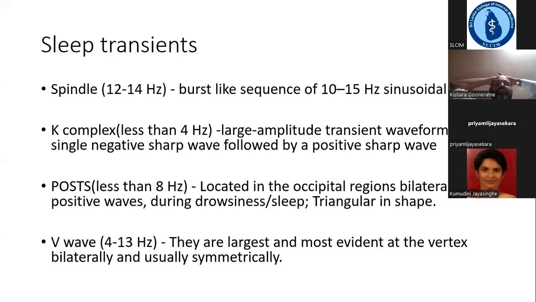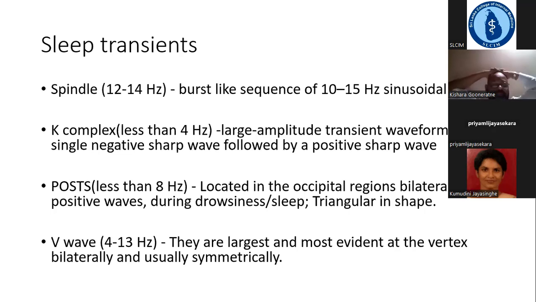Then we have these POSTS, or positive occipital sharp transients of sleep, which are generally less than 8 Hertz and seen exclusively in the occipital region bilaterally. Generally they occur during the first stage of sleep, when the patient starts to feel drowsy and moves on to the first stage of sleep, and sometimes we see them in the second stage of sleep as well. These POSTS are triangular in shape and should not be mistaken for epileptiform discharges.